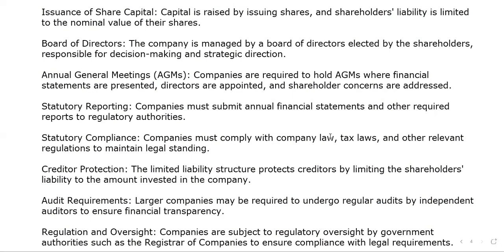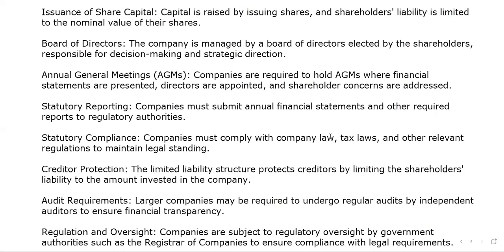We also have issues of annual general meetings, AGMs, where companies are required to hold AGMs where the financial statements are presented. So here directors are appointed, shareholders will raise their concerns, and how our dividends are distributed. A return on a share is called a dividend. So in the AGMs, shareholders will have concerns. By the way, there are 2 types of shareholders. We have the preference shareholders and ordinary shareholders.